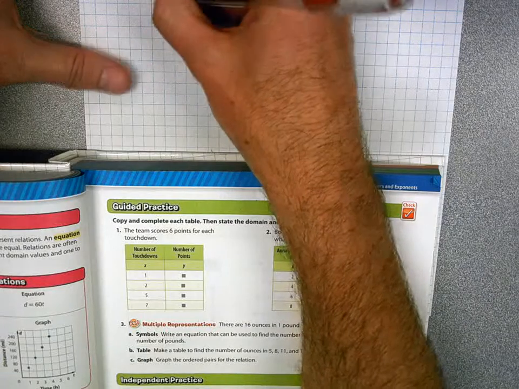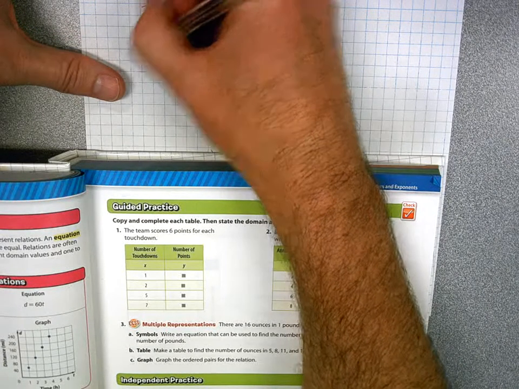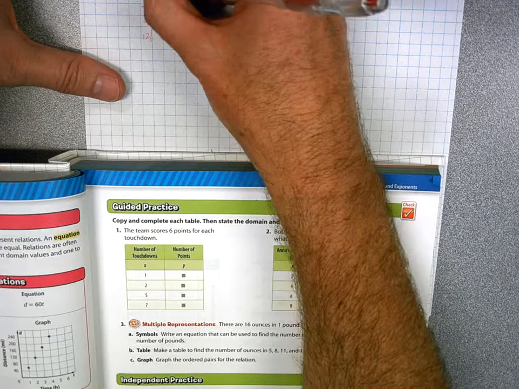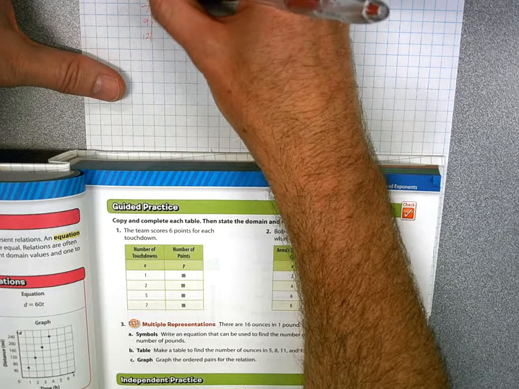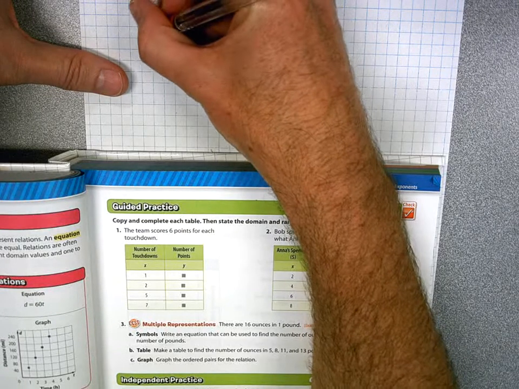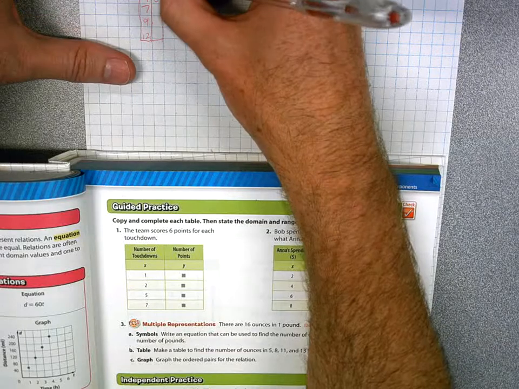So I have 4, 7, 9, and 12. And they say up above, those are the number of tickets, the number of tickets sold. Okay? And the Y is the total amount of money spent.